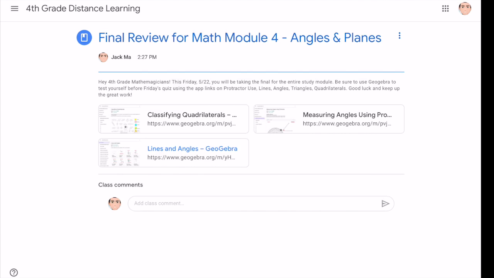Our final review in conclusion for Math Module 4 on angles and planes covered everything with regard to these lines, basic shapes in triangular and quadrilateral geometries, and then finally, how do we use these tools called protractors to be accurate, and rulers to accurately measure and determine what they are and the relationships they have. If anything, go back and watch some of the videos, play with GeoGebra, have fun with BrainPop, and we'll be looking for you tomorrow.